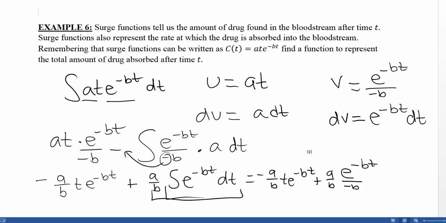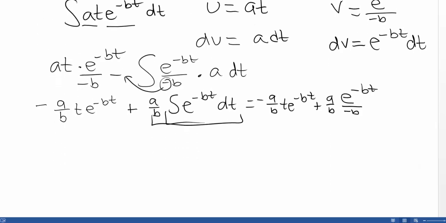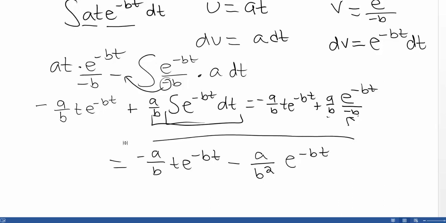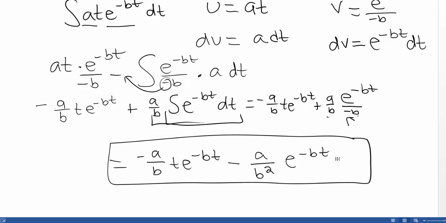Let's do one more step to simplify just a little bit to make sure that we have our final function in good form. So again, the first term stays the same. Negative a over b times te to the negative bt. Now the negative from down here, I can pull out front and make that minus. Now I'm going to have a over b squared, because I have two b's in the bottom, times e to the negative bt. So this is going to be my function that represents absorption, the total amount of the drug absorbed.